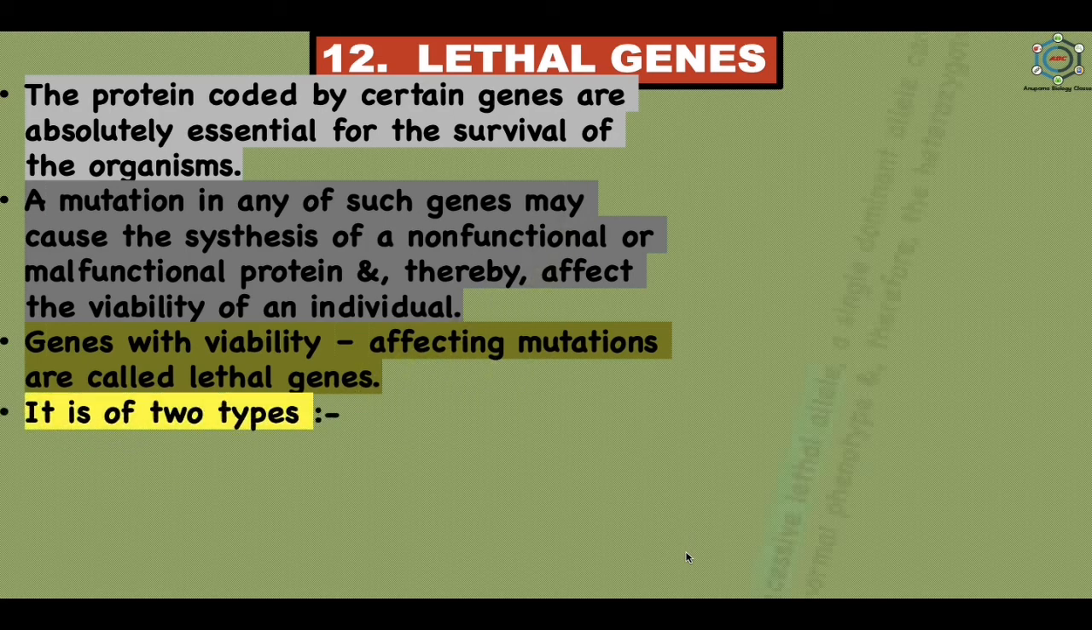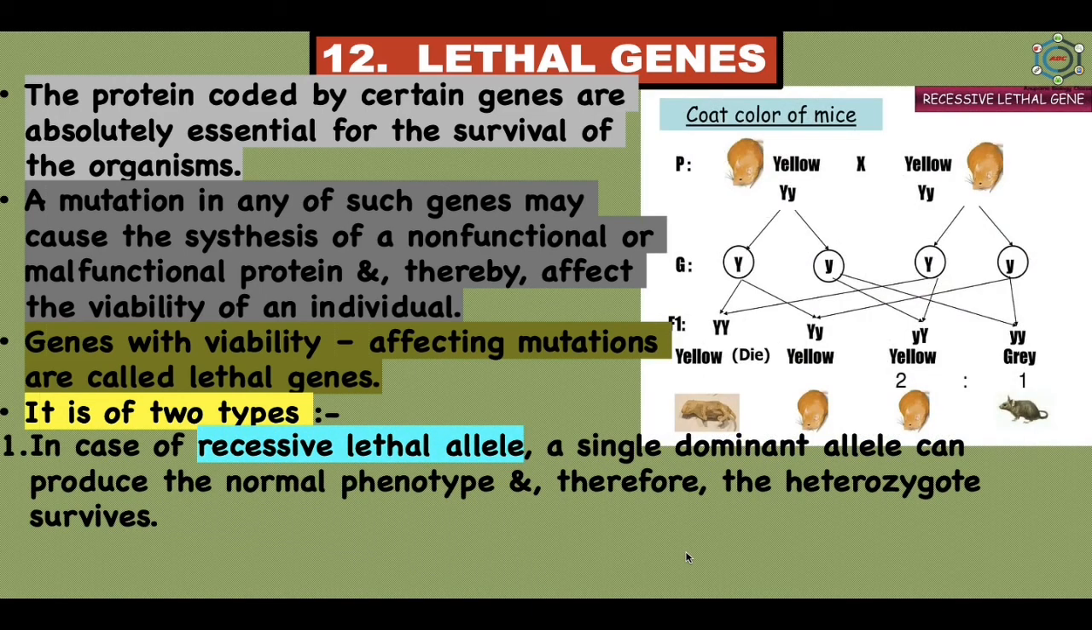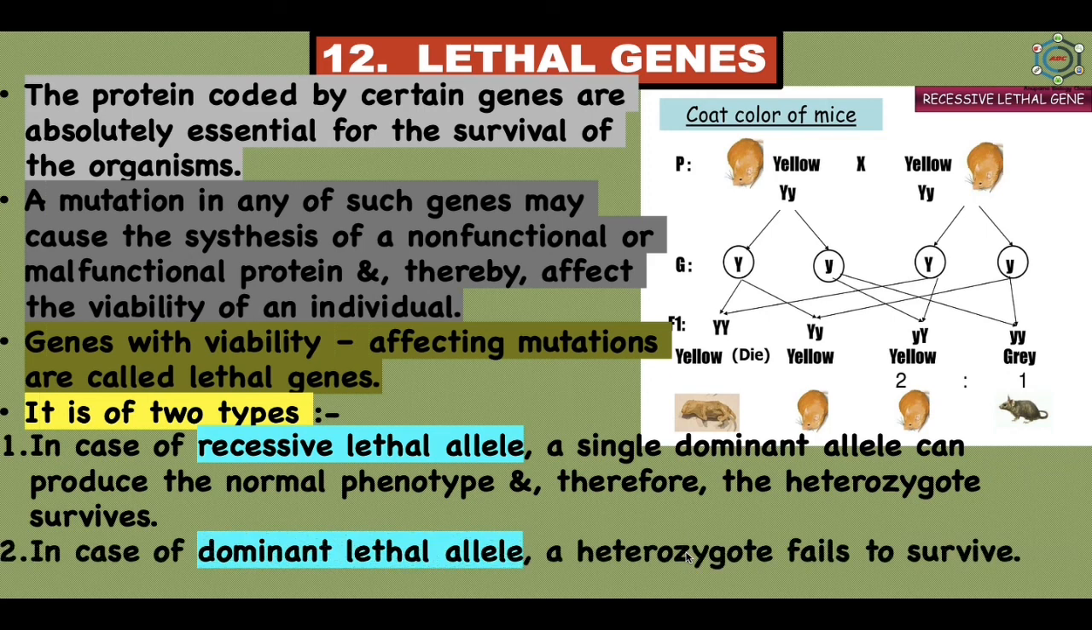It is of two types. The first one: in case of recessive lethal alleles, a single dominant allele can produce the normal phenotype and therefore the heterozygote survives. But in the homozygous recessive condition, the individual will die. In case of dominant lethal genes, the heterozygotes fail to survive. So, the effect of lethal genes is called lethality.